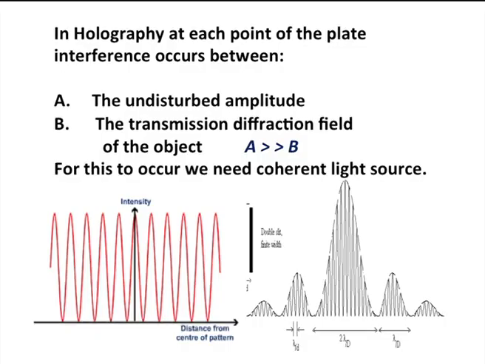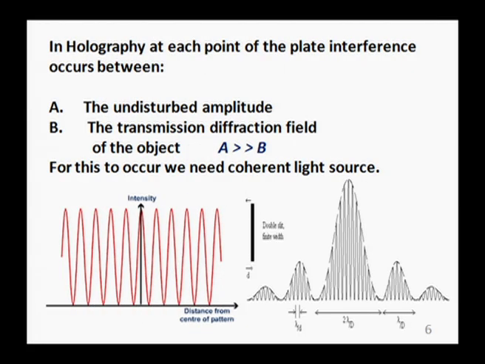Now, in holography, at each point of the plate, that is the photograph plate, we observe the interference occurs between two things. These two are A, undisturbed amplitude, and B, the transmission diffraction field of the same object. So, this undisturbed amplitude will be there at every point on the object, and once light is transmitted, the diffraction field will be automatically available. Now, here in general we find A is very much greater than B. So, this we observe in this slide.